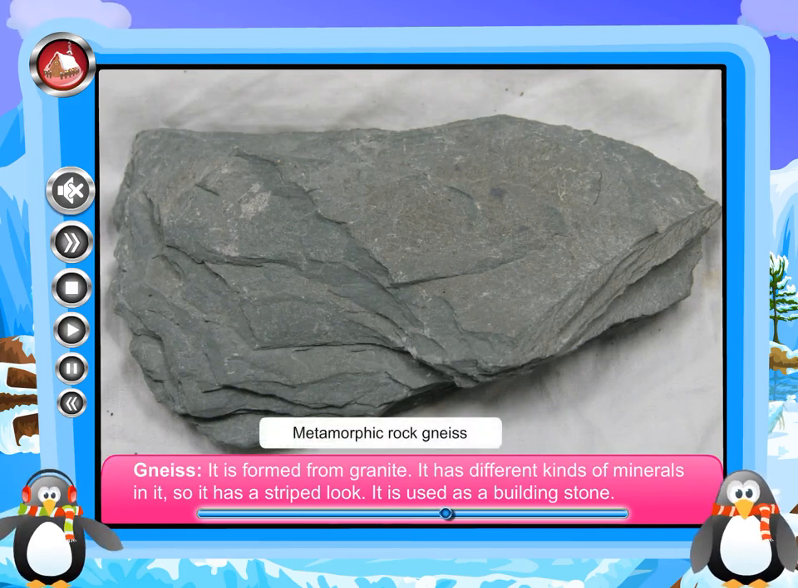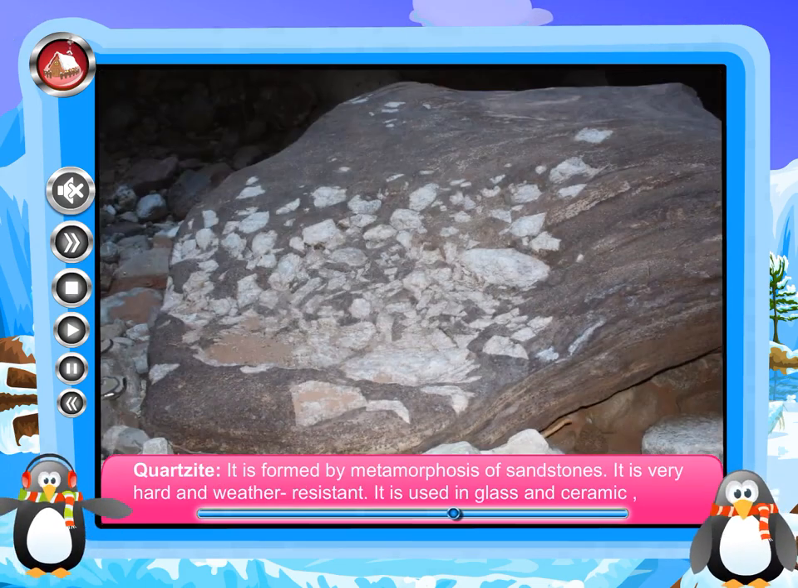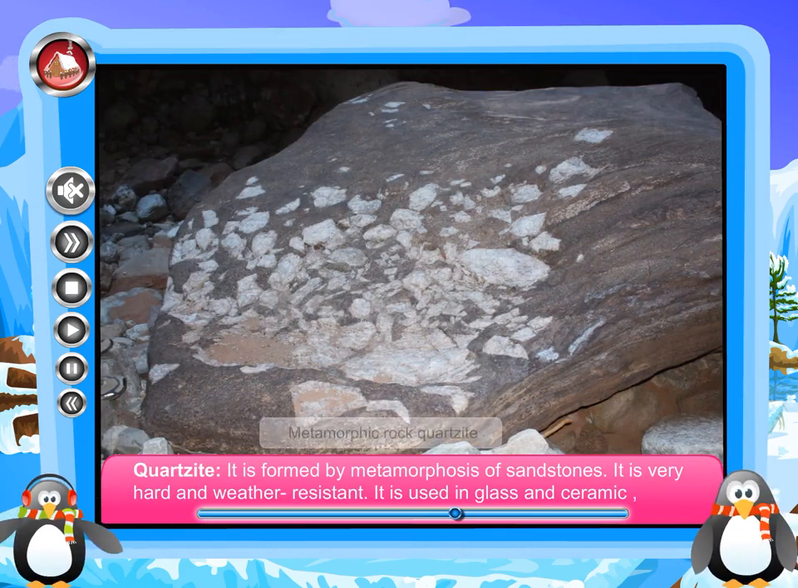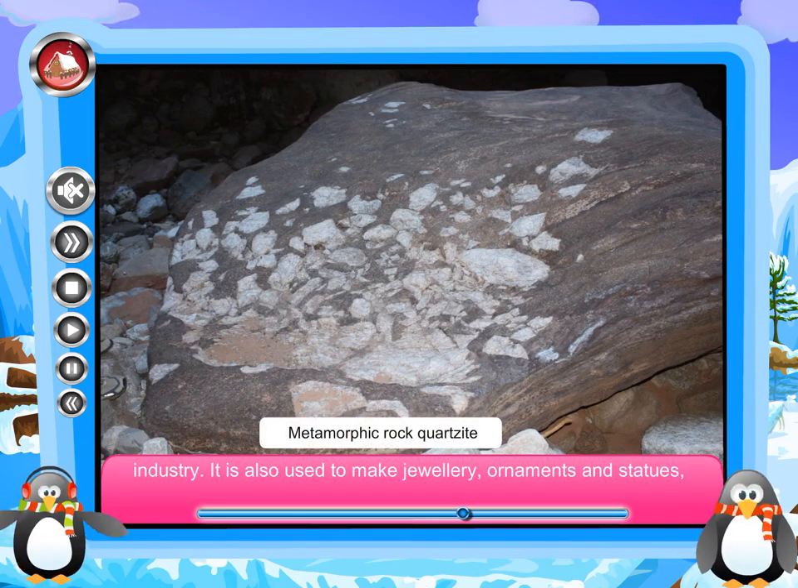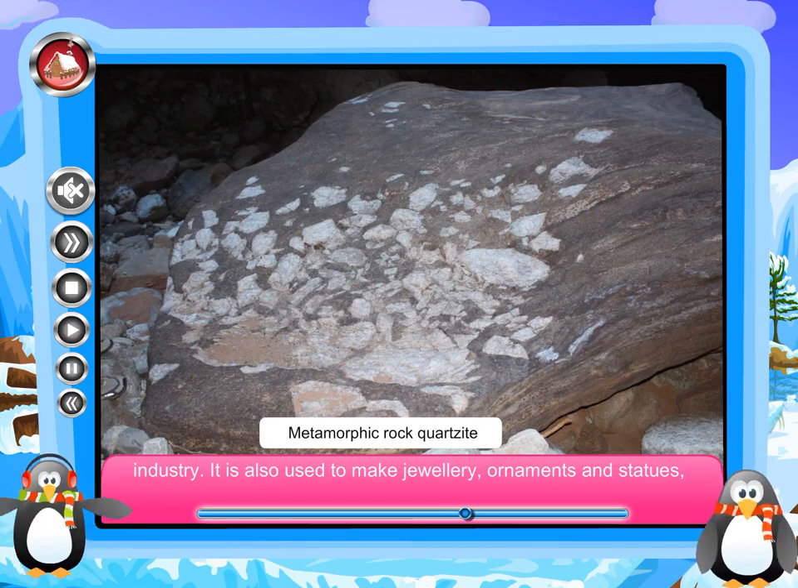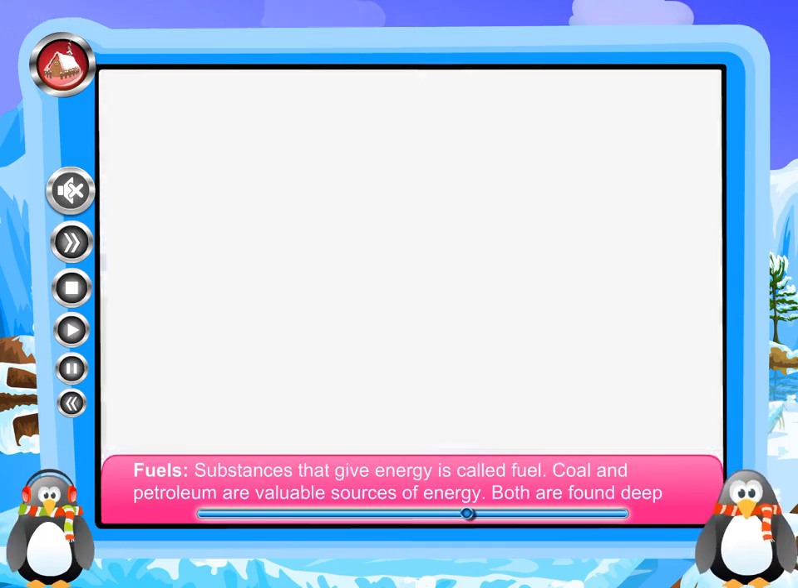Gneiss. It is formed from granite. It has different kinds of minerals in it, so it has a striped look. It is used as a building stone. Quartzite. It is formed by metamorphosis of sandstones. It is very hard and weather resistant. It is used in glass and ceramic industry. It is also used to make jewelry, ornaments and statues.